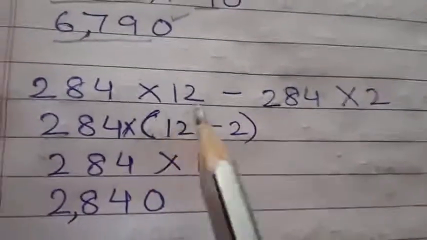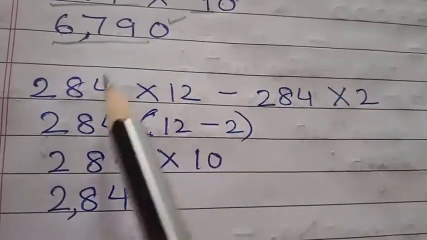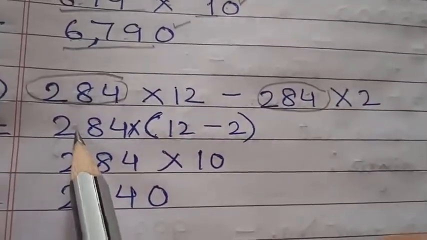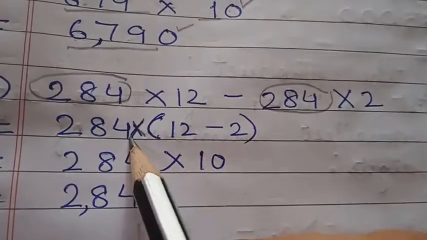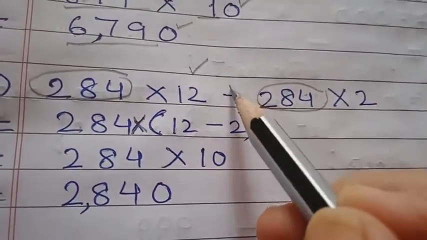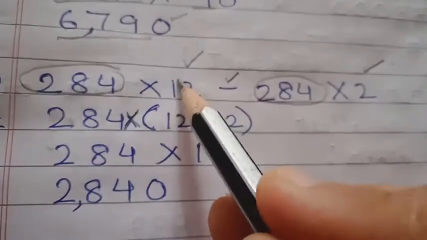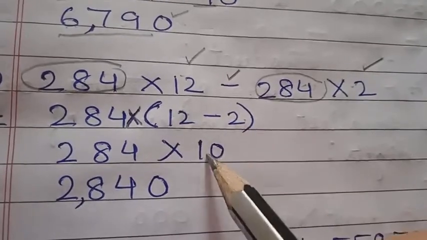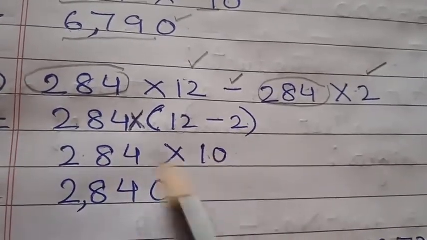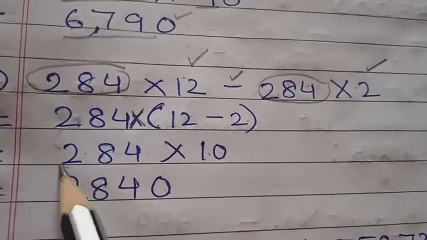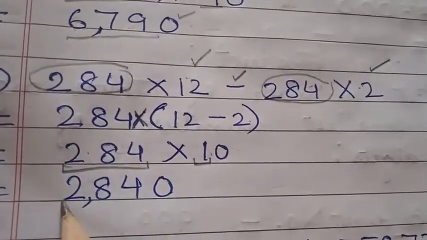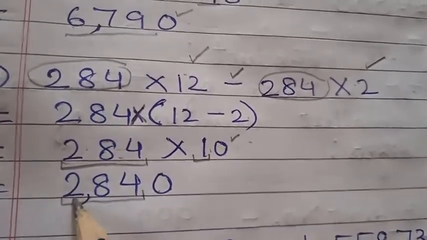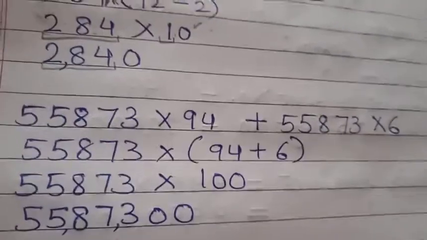In this also, I told you, when you get such type of examples, find out which is common in both. So 284 is common. So I'll write 284 outside. Now what is left? 12 is left, minus is left and 2 is left, right? So 12 minus 2. 12 minus 2 is 10. So 284 multiplied by 10. If you know, do it directly. Otherwise 284 multiplied by 1 is 284, and how many zeros are there in the 10? Add it here. So my answer is 2840.